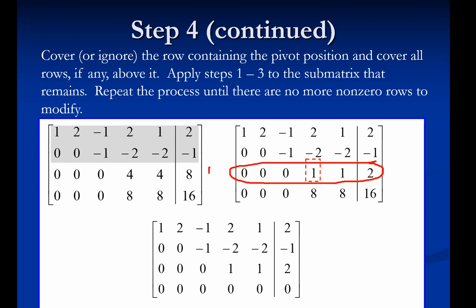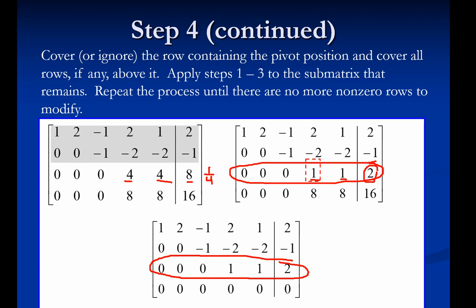We're just going to multiply through the third row times 1/4. And 1/4 times 4 is 1. And 1/4 times 4 is 1. And 1/4 times 8 is 2. So that's what's happening here.